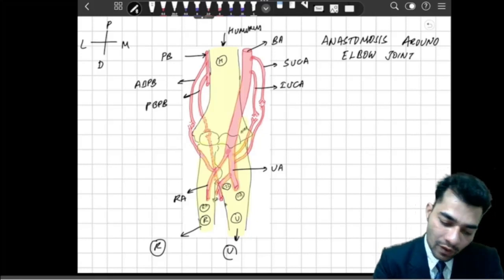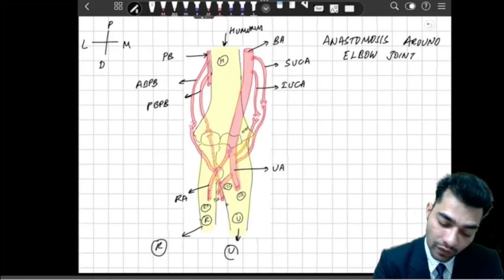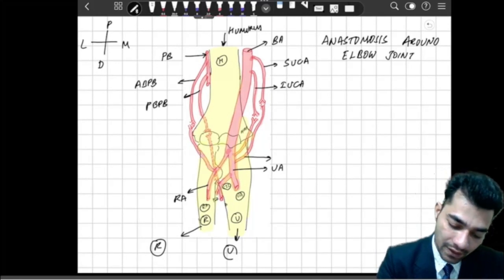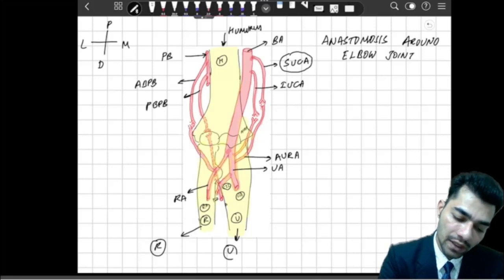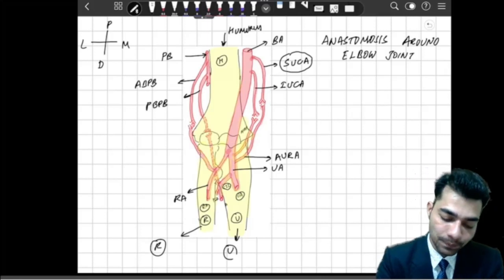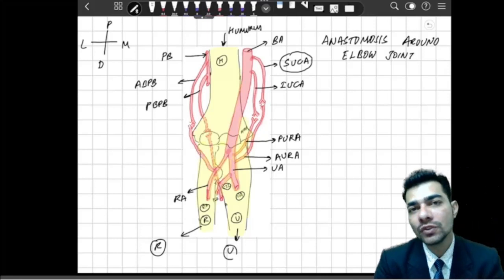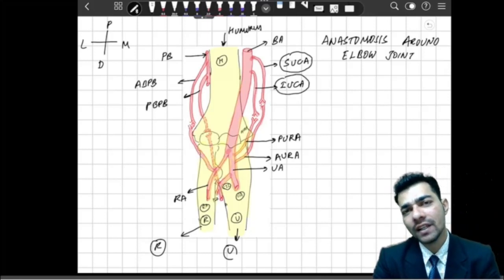So medially, the superior ulnar collateral artery anastomoses with the anterior branch of the ulnar recurrent artery. Okay, this is the anterior ulnar recurrent artery which is anastomosing with the superior ulnar collateral, and the posterior ulnar recurrent artery anastomoses with the inferior ulnar collateral artery on the medial aspect.